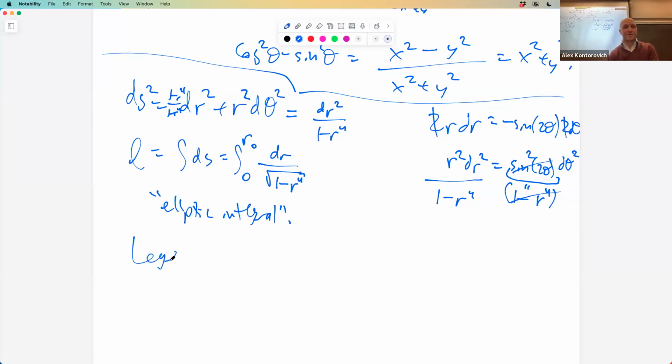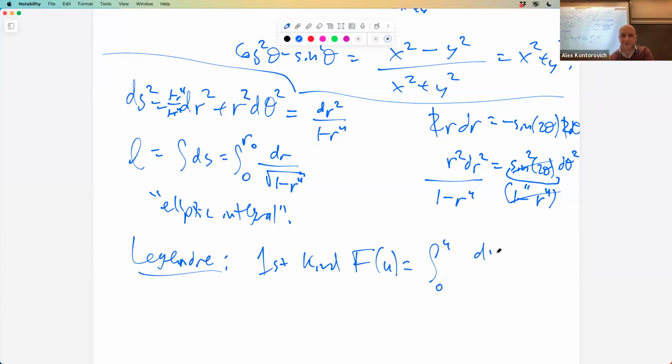And Legendre really made this into a science. He spent 40 years developing all the different kinds of things that could come up, and he came up with these 3 kinds of functions. The first kind is usually called the Legendre F function. It is an integral from 0 to u of dx over the square root of 1 minus x squared times 1 minus some constant k squared x squared. Okay, that's the first kind of integral.